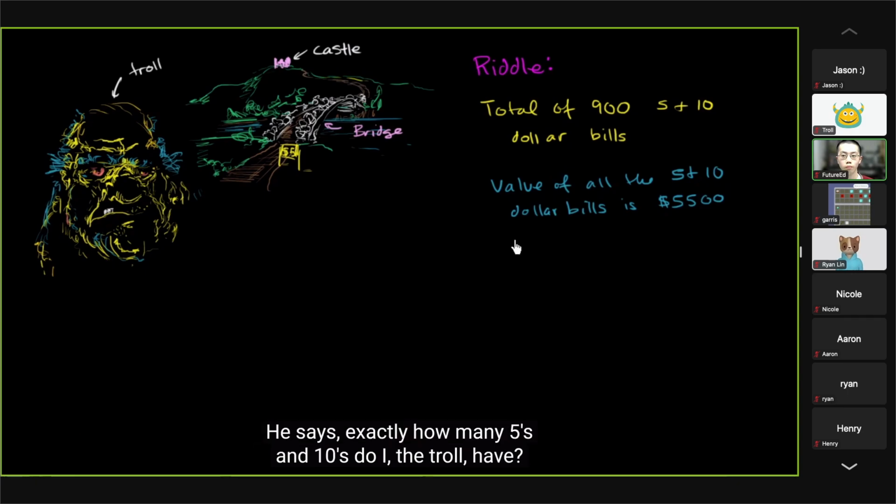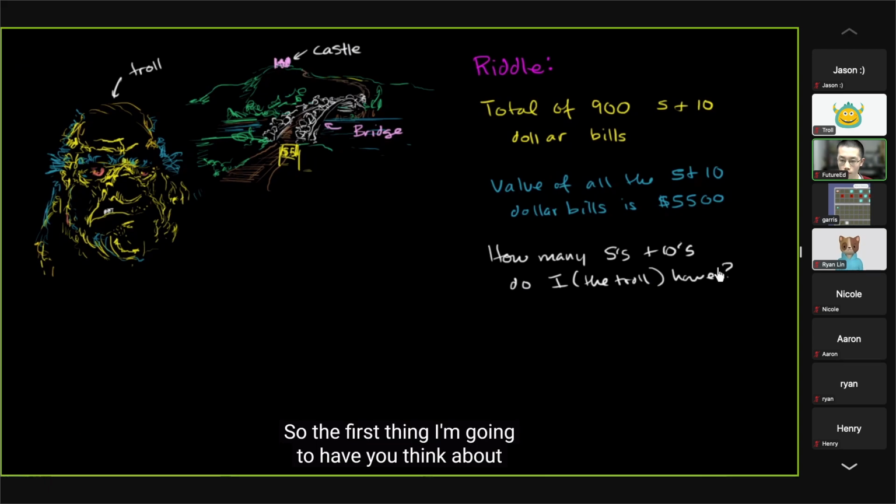He says exactly how many 5s and 10s do I, the troll, have? So the first thing I'm going to have you think about is, is this even a solvable problem? Because if it's not a solvable problem, you should probably run as fast as you can in the other direction. So now I will tell you, yes, it is a solvable problem.